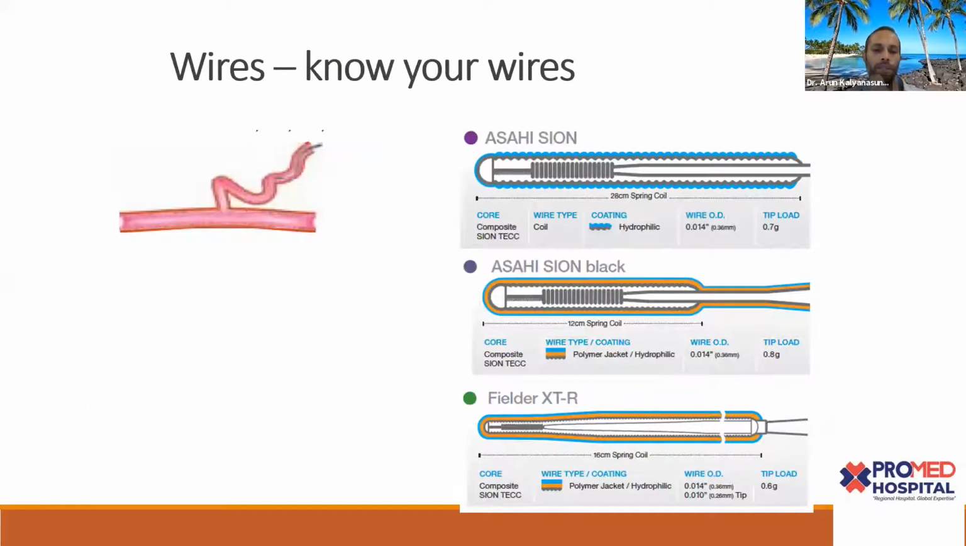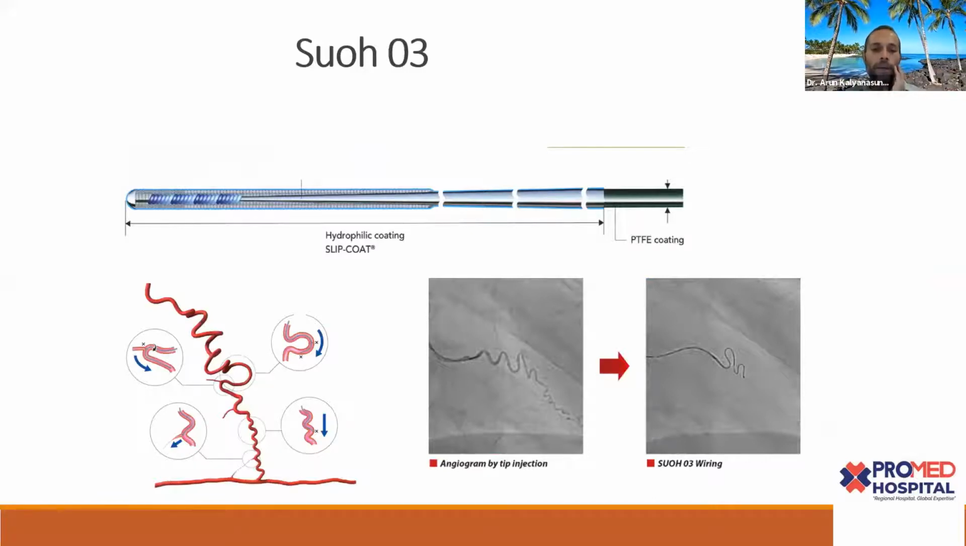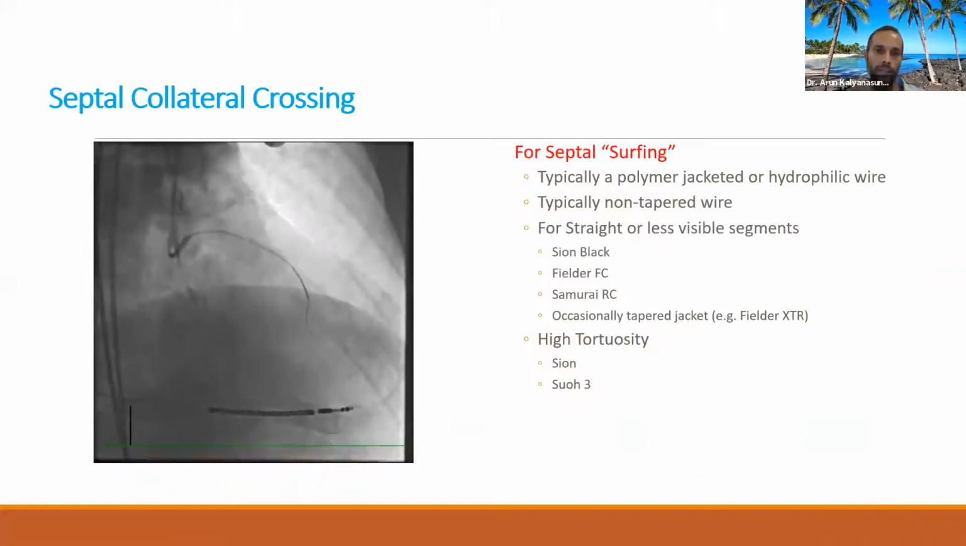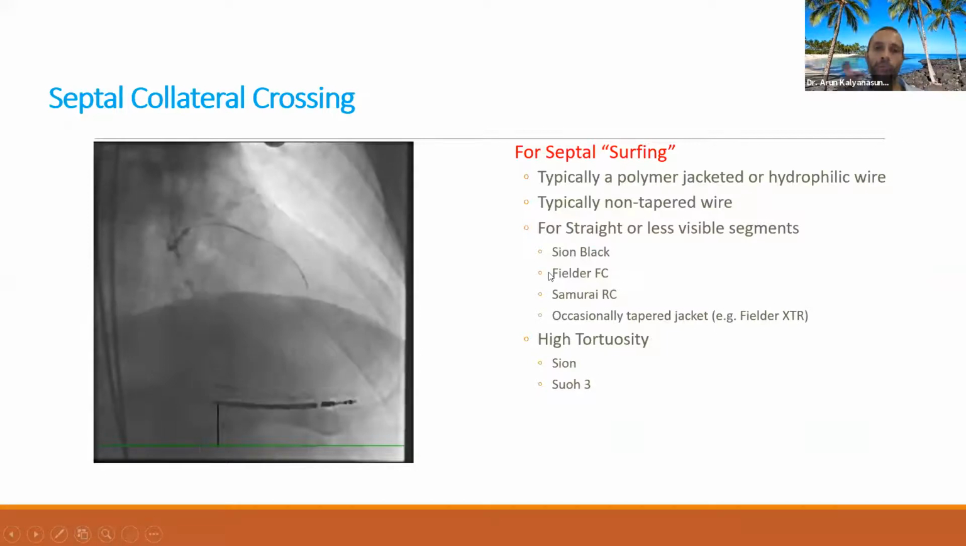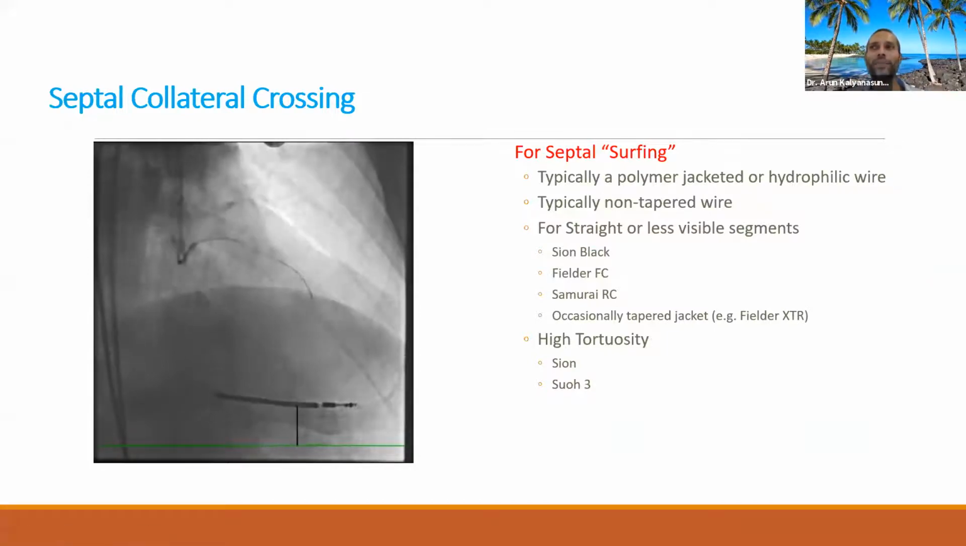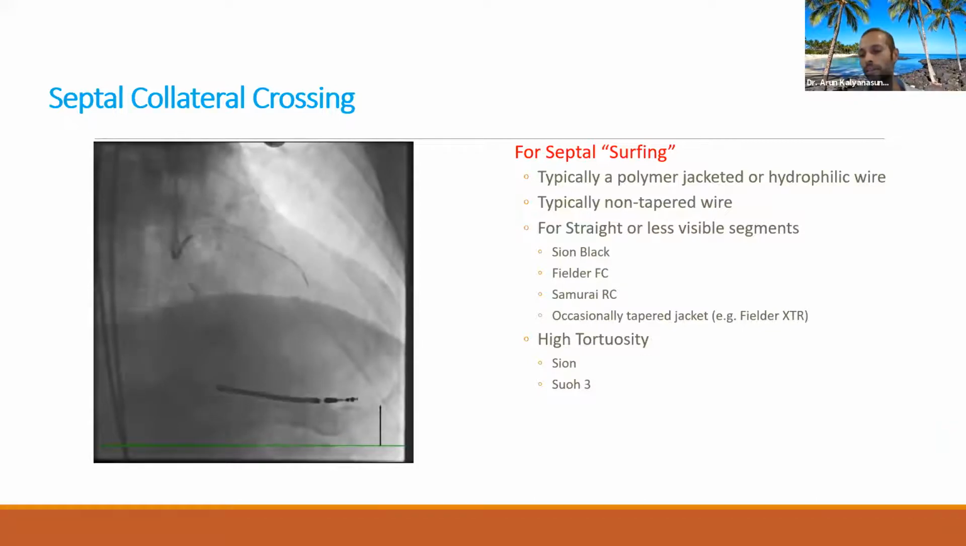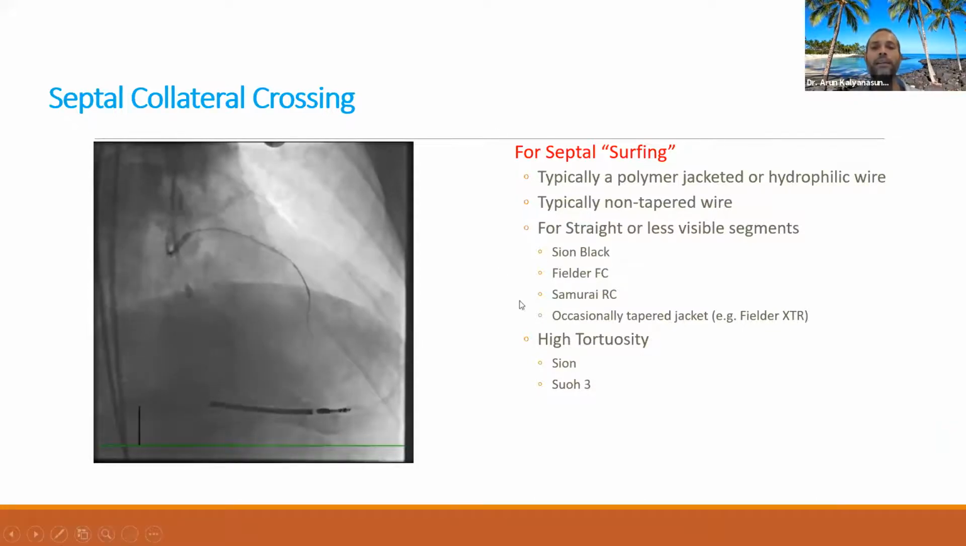There's been an extensive discussion on the wires, so I'm going to skip this part. But I would tell you that you have to be facile and a good wiring guy before you start doing retrogrades. Now, we didn't typically talk about surfing versus not. For surfing, my go-to wires really are the first three, I would say. It used to be Fielder FC. In fact, before Fielder FC, it was Pilot 50. And now you have Fielder FC, and in fact, it's moved on. Now you have Cyan Black from Asahi and Samurai RC from Boston.